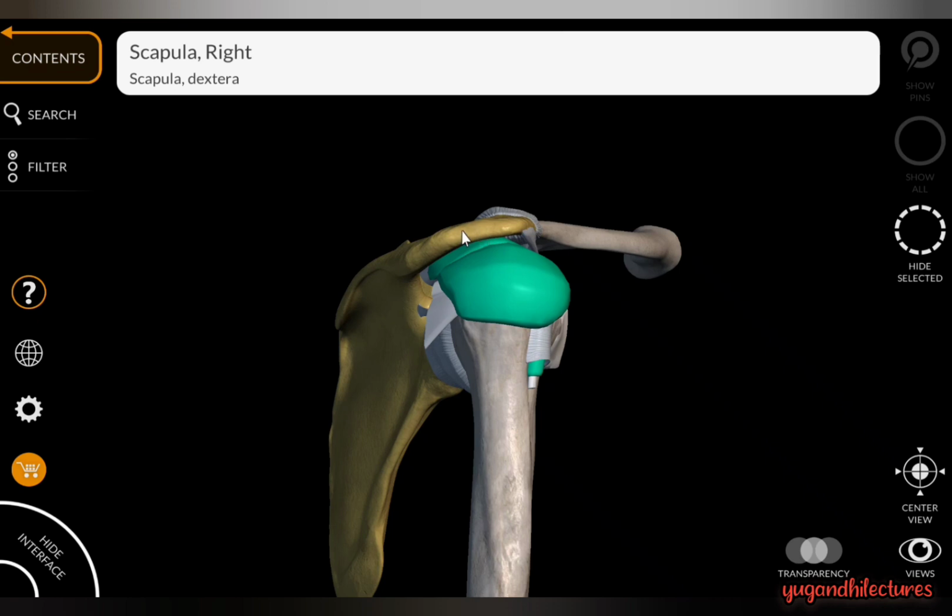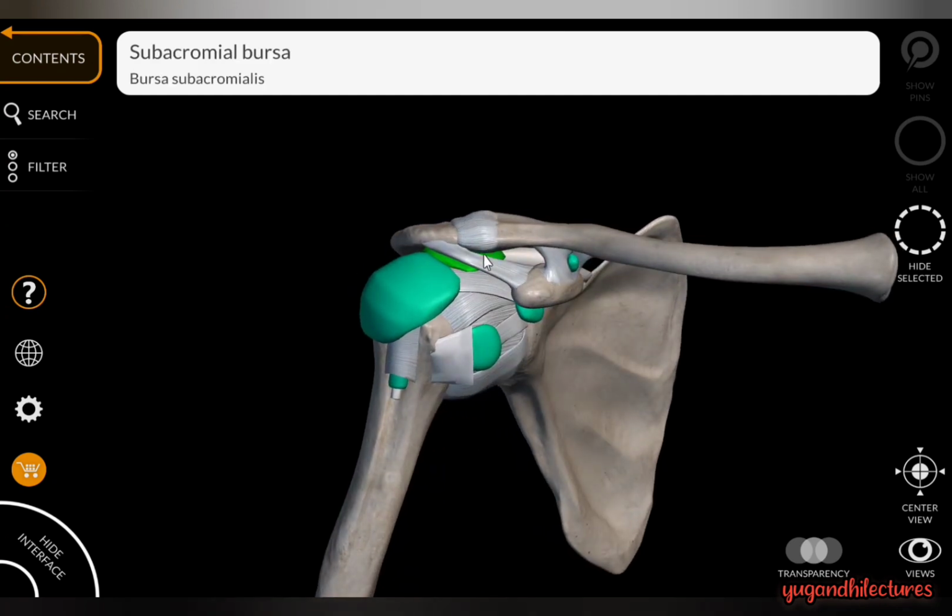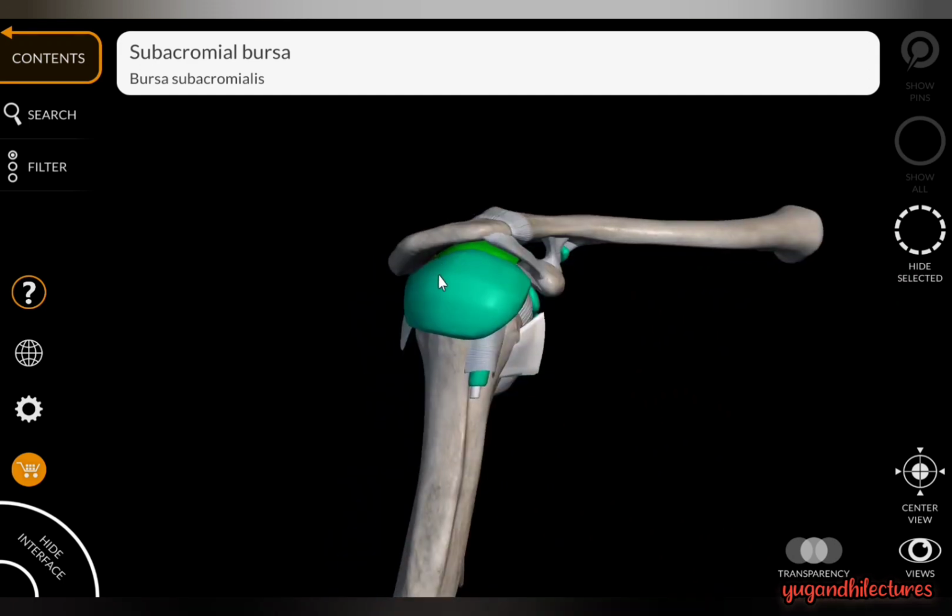This is the acromion process of the scapula, and the bursa lies under the acromion process, and thus it is called subacromial bursa. So these two are interconnected. So now I am going to remove those two bursae.